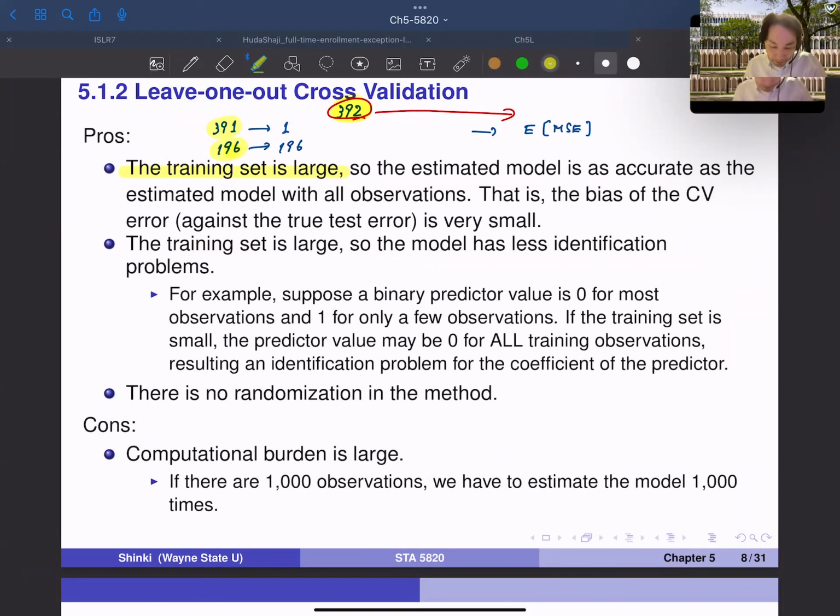Another good thing is that the training set is large, so the model has fewer identification problems. For example, suppose the binary predictor value is 0 for most observations and 1 for only a few observations. If the training set is small, the predictor value may be 0 for all training observations, resulting in an identification problem for the coefficients of the predictor.